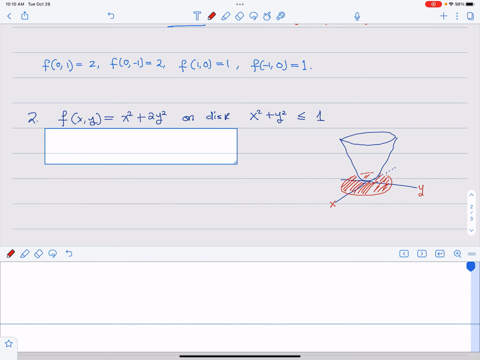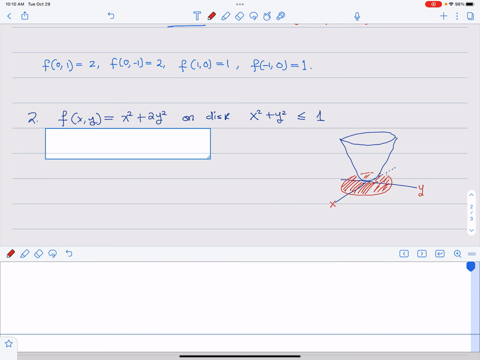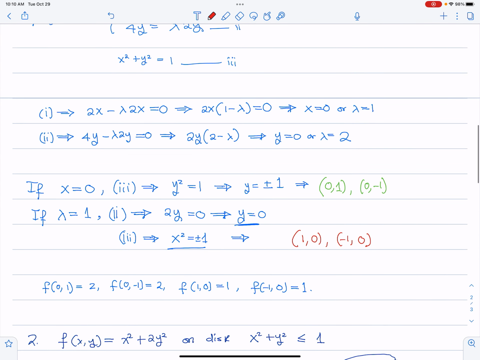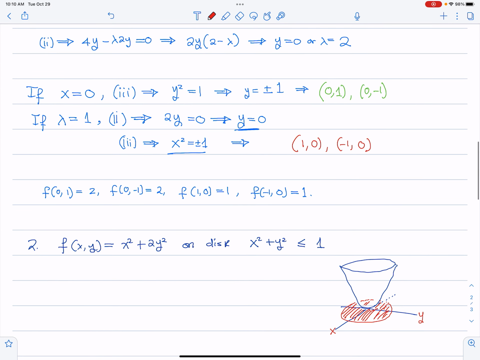So it's still the same thing. We do the same thing. We get the Lagrange multiplier critical points. So we have these critical points, these ones, from Lagrange multiplier. All right.